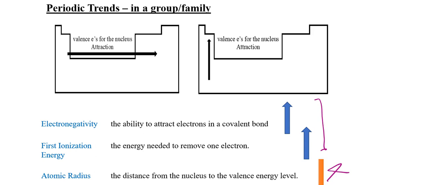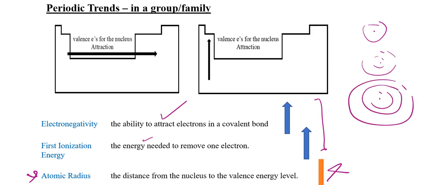As the attraction increases, it's going to get harder to remove the electrons. For the atomic radius, if you think about it, as you go down the groups, it's probably the easiest one to get of all of them. 1 energy level, 2 energy levels, 3 energy levels. The electron cloud is just increasing by leaps and bounds as you go down a group.